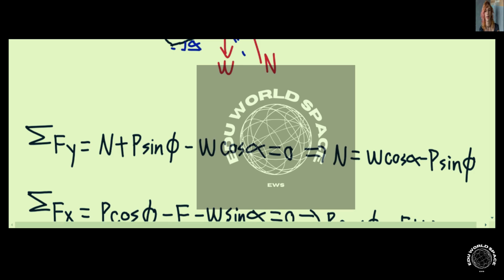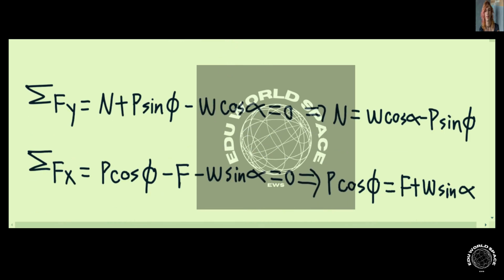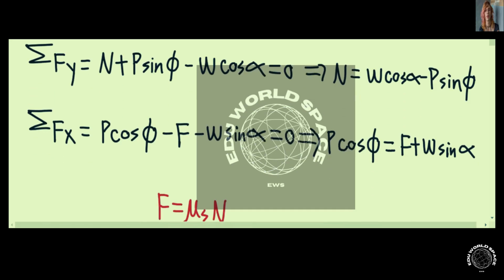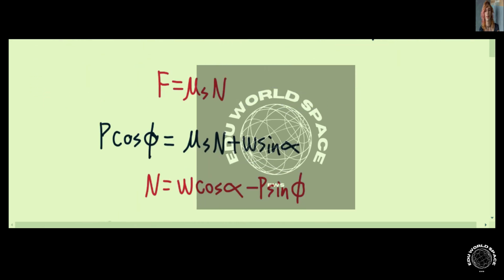And the net force along the x direction can be equal to P cosine phi minus F minus W sine alpha is equal to 0. So we have P cosine phi is equal to F plus W sine alpha. And we know F here is the friction, and friction can be equal to the coefficient of static friction times the normal force. So we have P cosine phi is equal to mu S N plus W sine alpha.